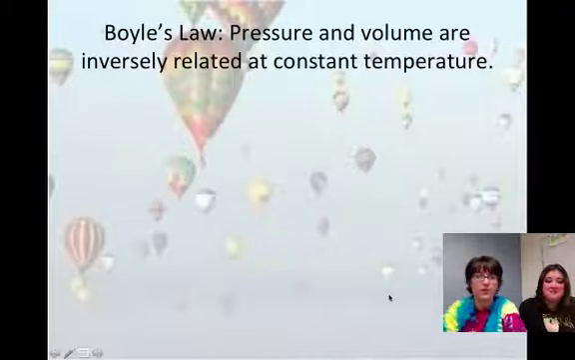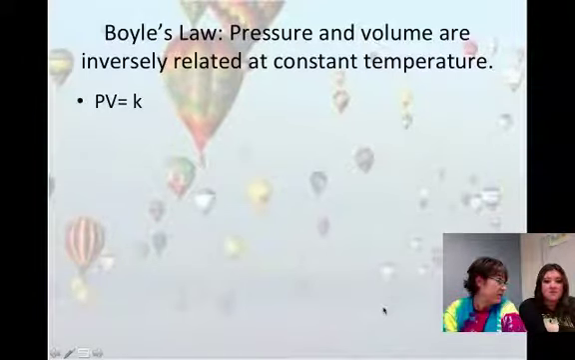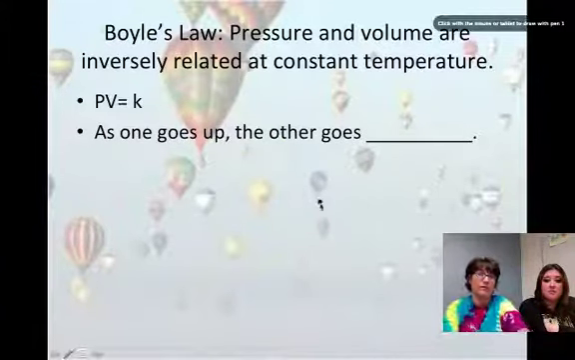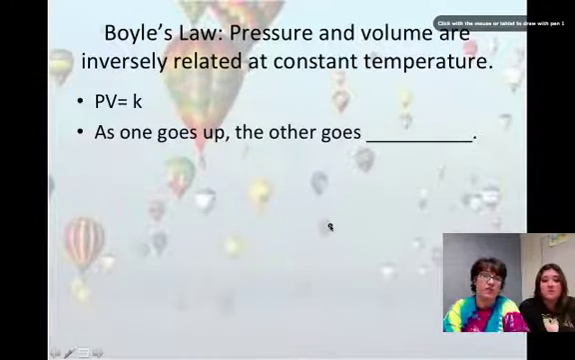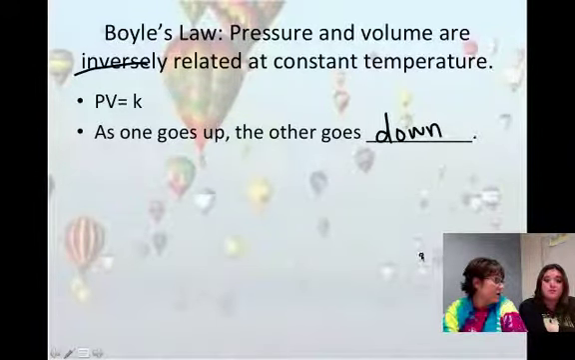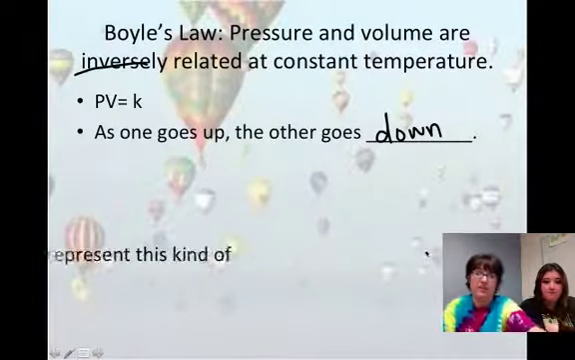First, we're going to start with Boyle's Law. Boyle's Law says the pressure and the volume are inversely related at a constant temperature. What do we mean? In math, an inverse relationship has some constant value when P and V are multiplied. In normal language, as one goes up, the other goes down. When pressure goes up, volume goes down. When volume goes up, pressure goes down. Inverse. It's not that hard.